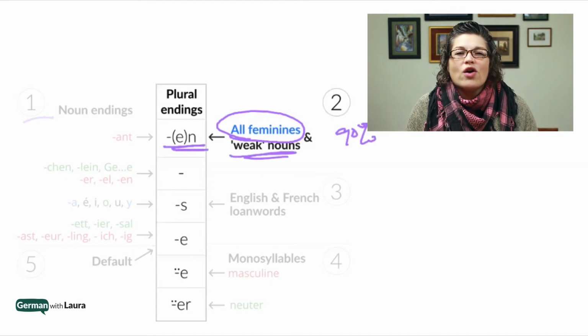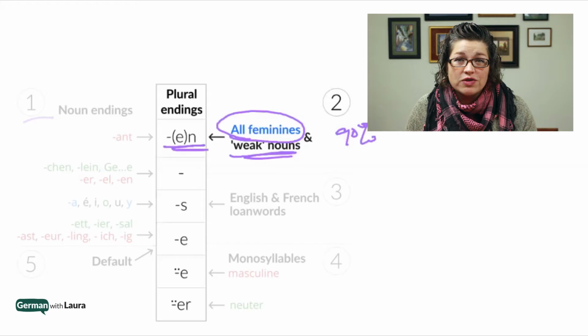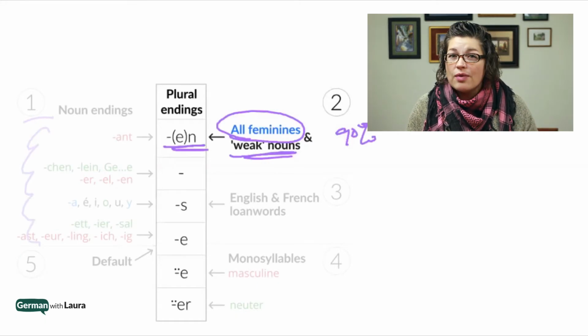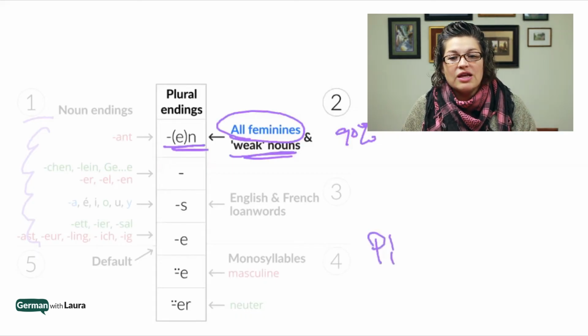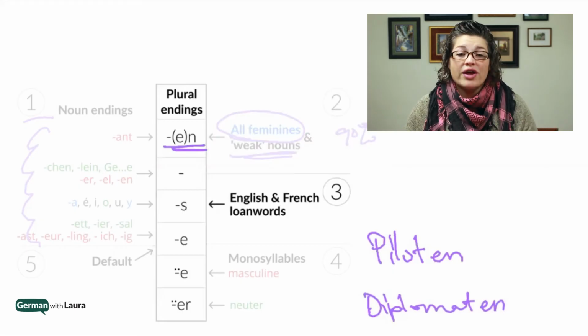Then we have what I call weak nouns. There are 3 different categories of these, but the only one that I'll mention now, because it's the most important, is male persons. So again, all male persons that did not get off at train stop number 1 because of having a particular ending are going to get off the train here. These are usually going to be professions of foreign origin, such as Pilot becoming Pilotin, or Diplomat becoming Diplomatin. If that, however, doesn't apply to your noun in question, it has to keep traveling to train stop number 3.